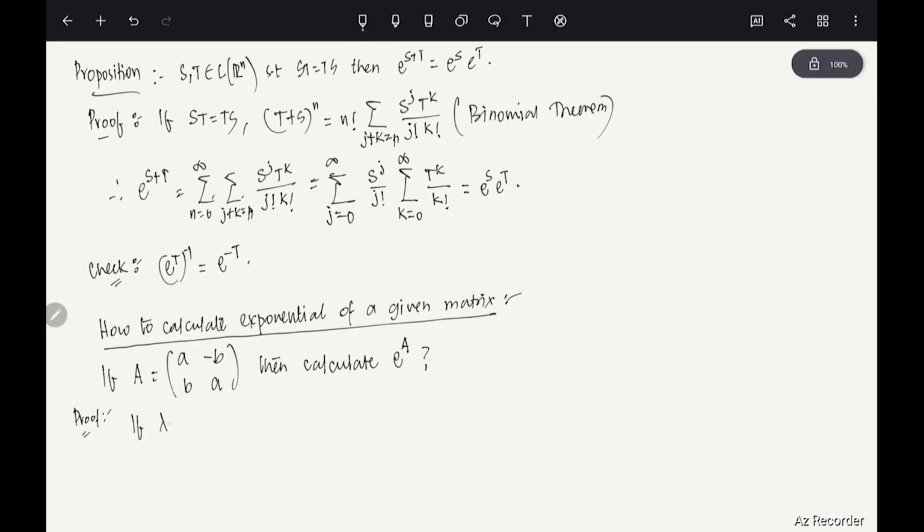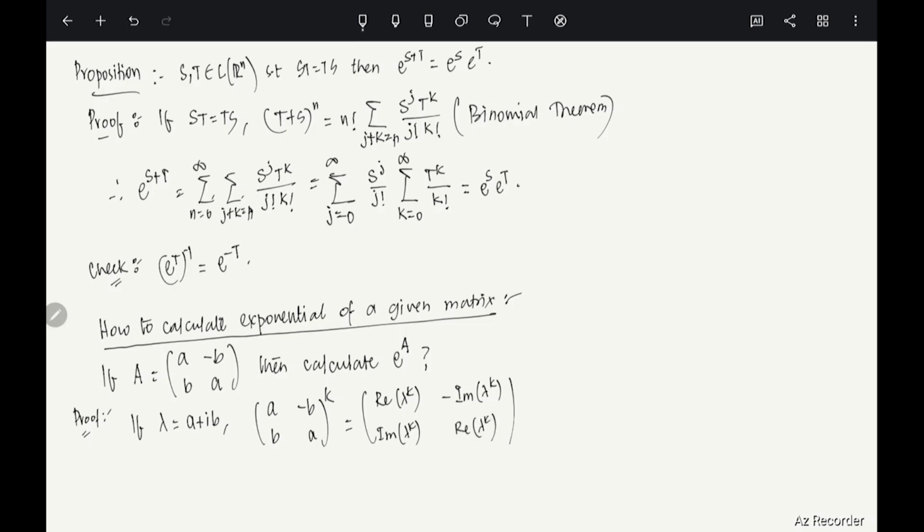If we write lambda to be a plus ib, okay, so basically this is a complex number. Then you see a minus b, b a power k. So this is the small trick which we are using. This is nothing but real part of lambda power k, real minus imaginary part of lambda power k, imaginary part of lambda power k and real part of lambda power k. Clear? If lambda is a plus ib, you can of course calculate what is lambda power k, right? And you take the real part, imaginary part, that is given by this, right? So we're just writing it down. That's the only thing.